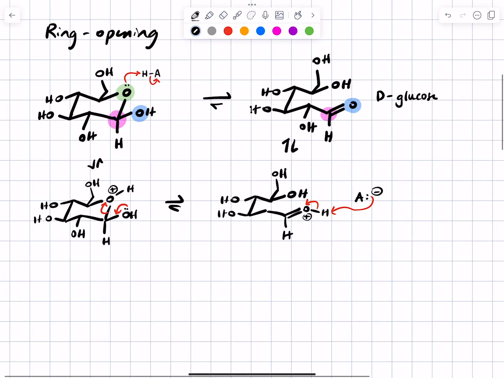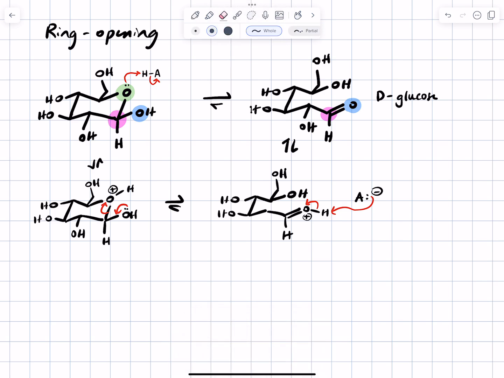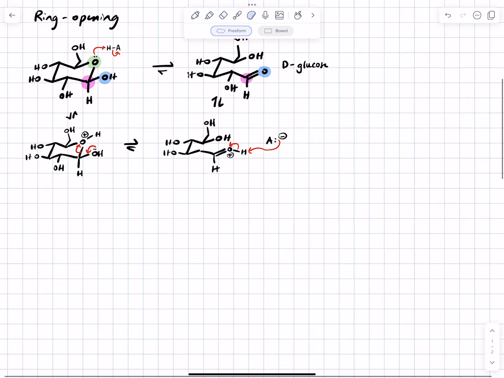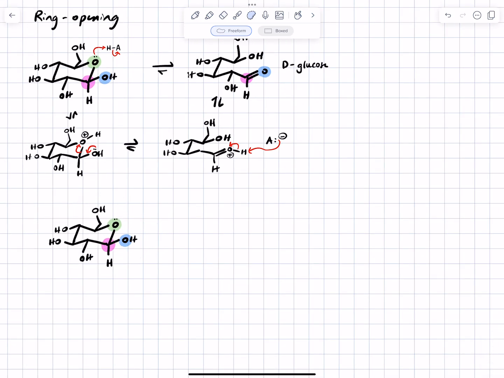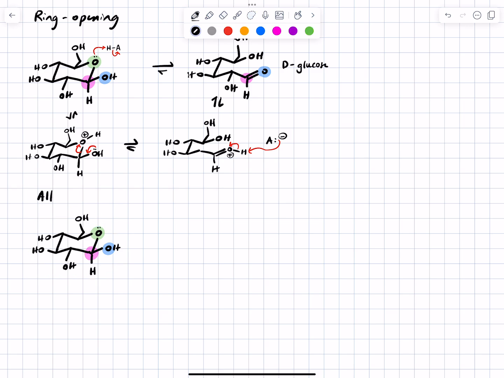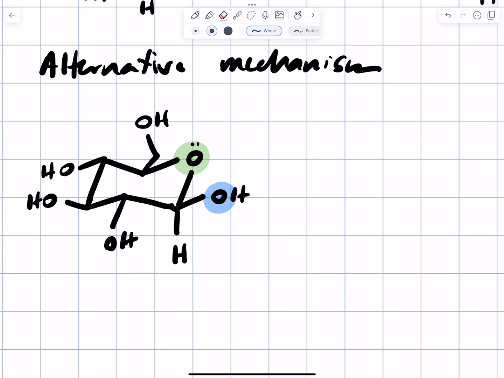And a colleague pointed out to me not long ago something that I don't know that I ever knew, and so it's kind of cool, so I thought I would show it to you. This is a valid mechanism for ring opening as well. So you simply, and this mechanism sort of points out how ring opening can happen in water.